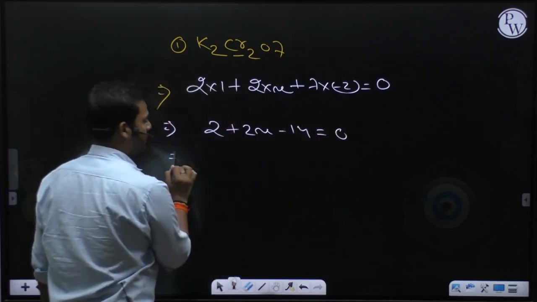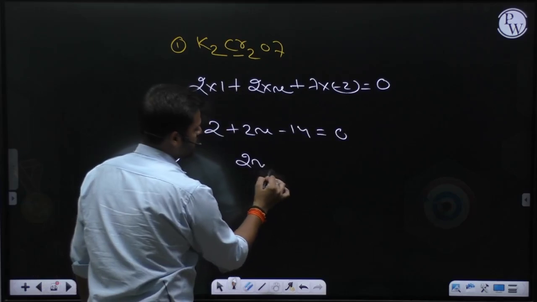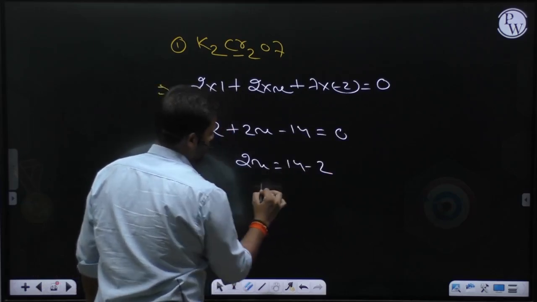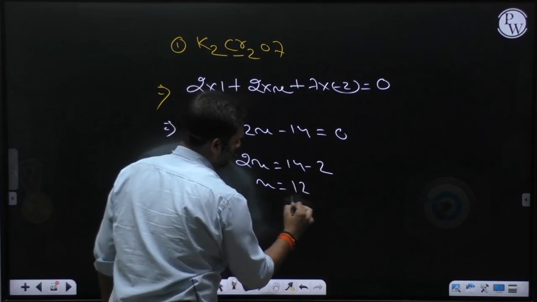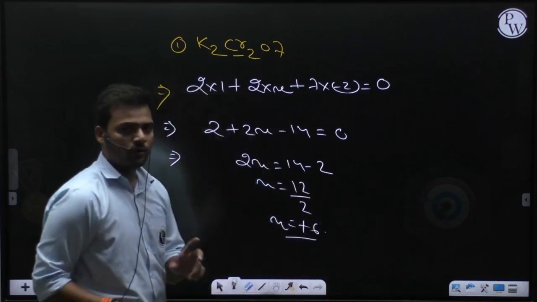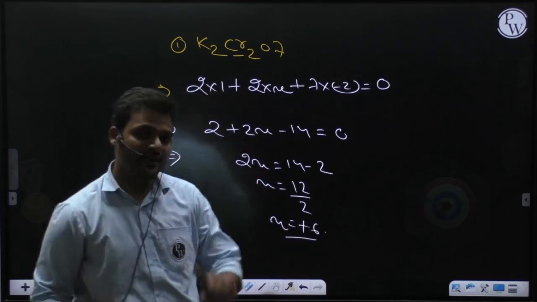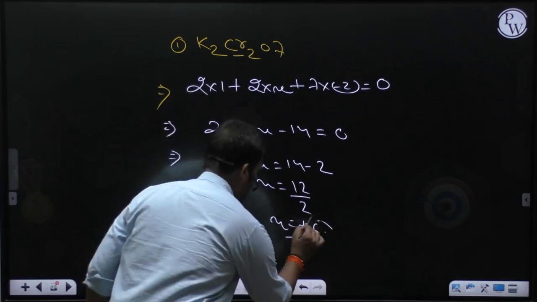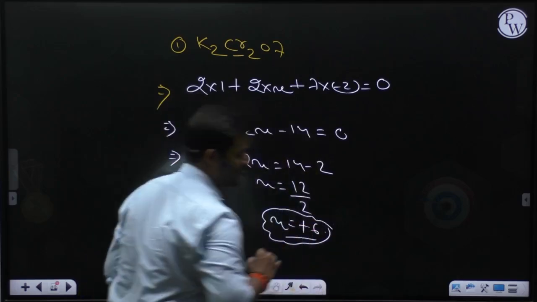Now this is 2 + 2x - 14 = 0. This is all about basic maths, right? So 2x = 14 - 2, so x is equal to what? 12 upon 2. It is coming out to be +6. So the oxidation number of chromium in K2Cr2O7 is +6, right?